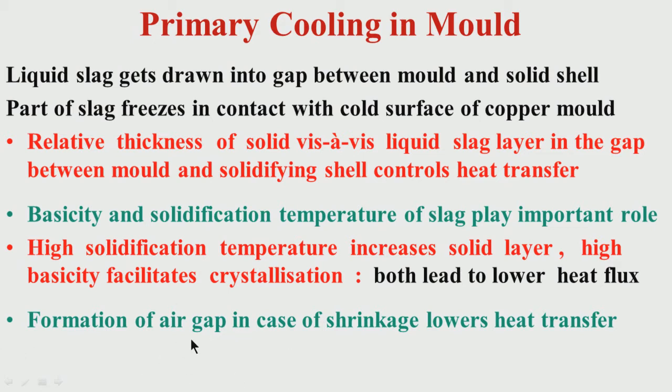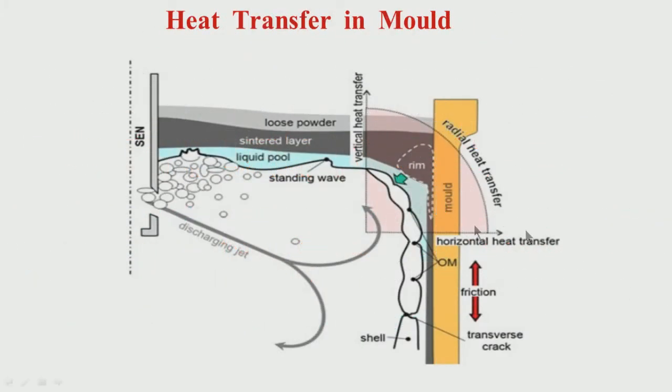Now, if you have an air gap formation in case of shrinkage, then air is an insulator, so the heat transfer will be affected. This is again very important to understand how the cooling is taking place in the mold, and what the causes of heat transfer are, the horizontal heat transfer which I was showing here. This horizontal heat transfer is dictated by the two layer thicknesses, the solid layer and the liquid layer. The relative thicknesses of this solid and liquid layer will determine the horizontal heat transfer, and this will determine how the shell will grow. This is very important to understand.